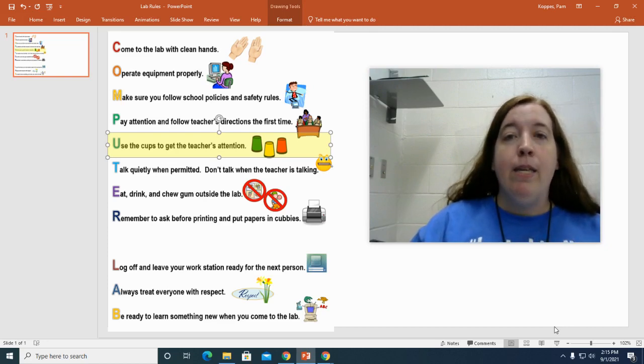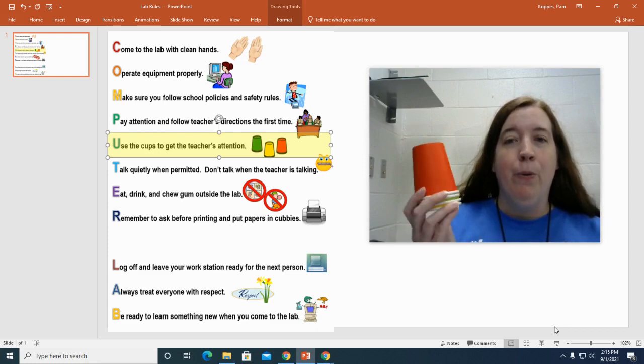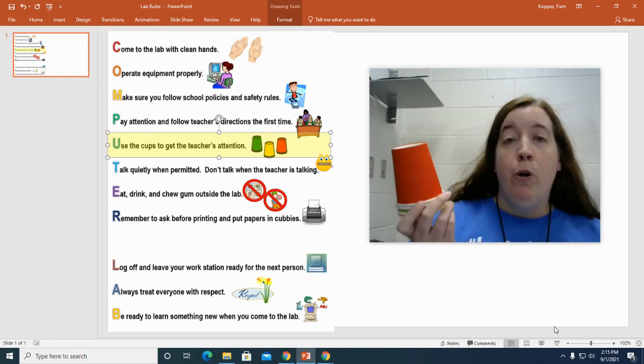What cup is the question cup? Yellow. What cup is the done cup? Blue. What cup is the good cup? Green. And what cup is the computer emergency cup? Red. Yes. One more note about the red cup.